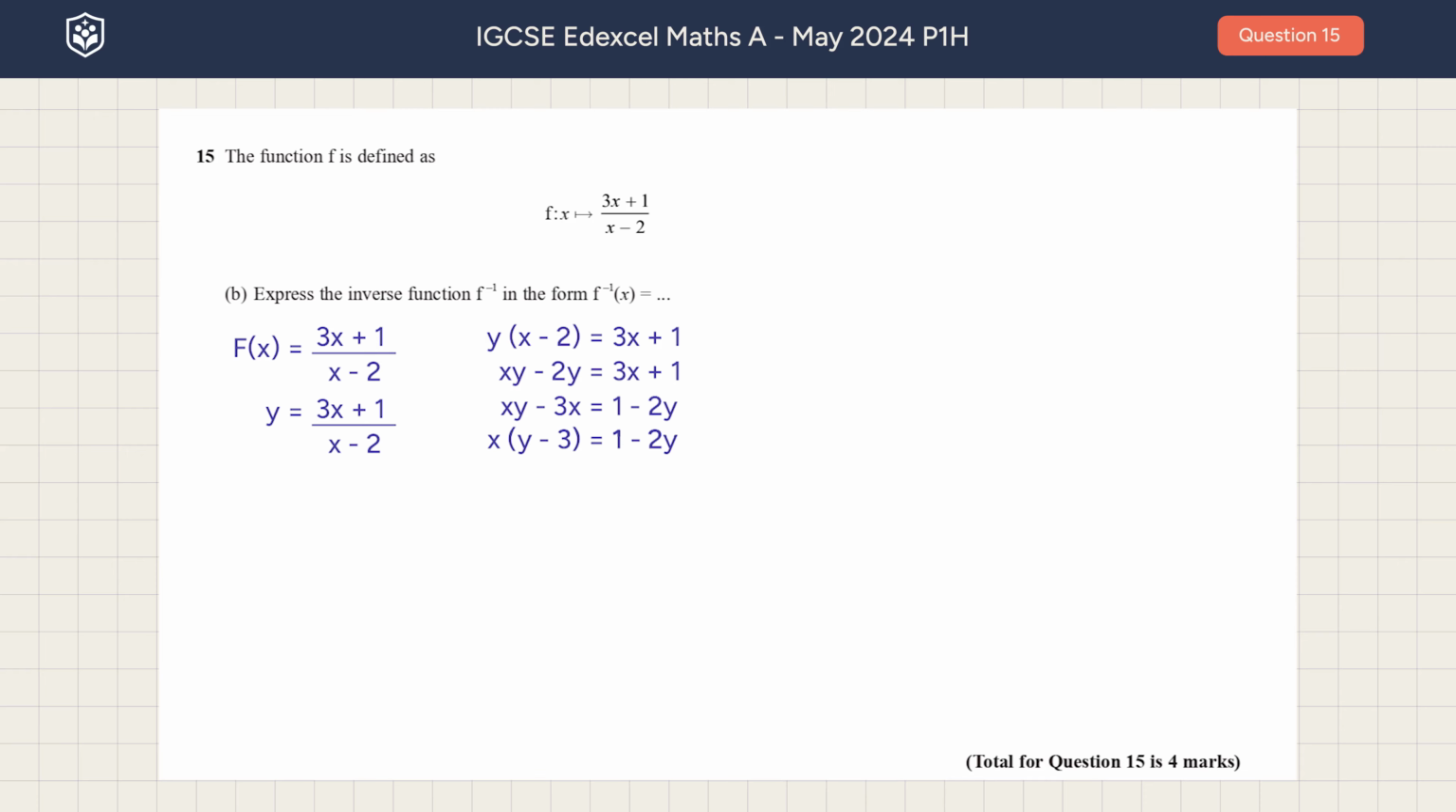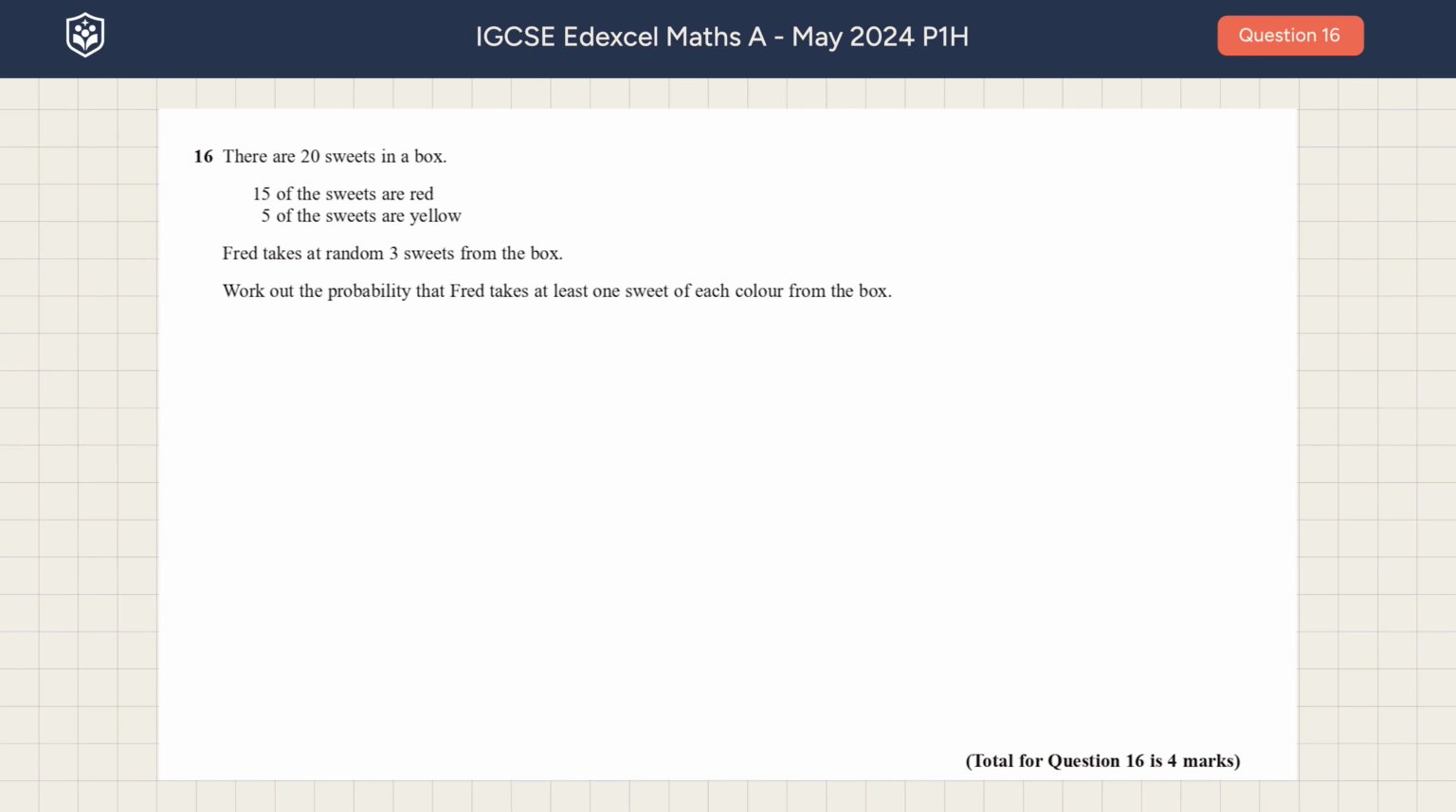Now we move the brackets to the left to make x equals (1 minus 2y) divided by (y minus 3). Lastly, we replace the x with f inverse x and the y's in the equation with x to get f inverse x equals (1 minus 2x) over (x minus 3), which is the answer.